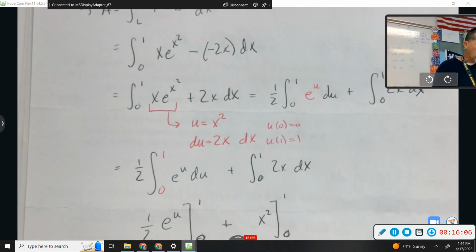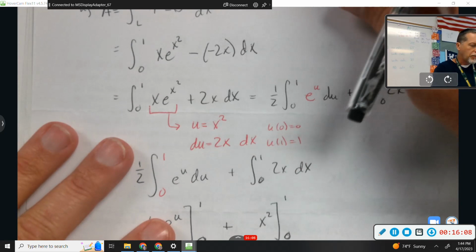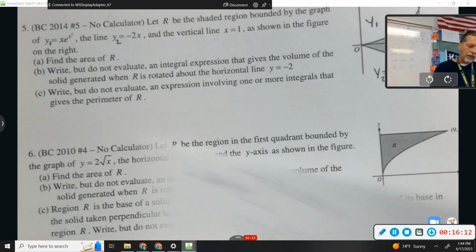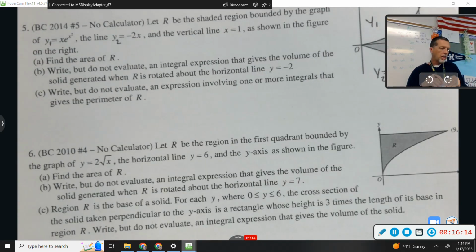Go back and read the question when you're done with it to make sure you didn't leave off any explanations or units or anything. But that one just said find the area. So done. Found the area.